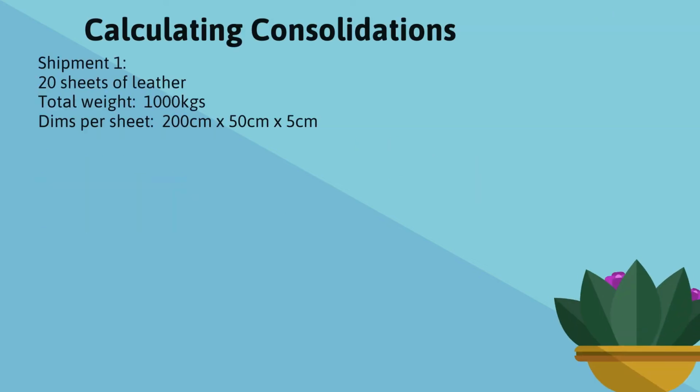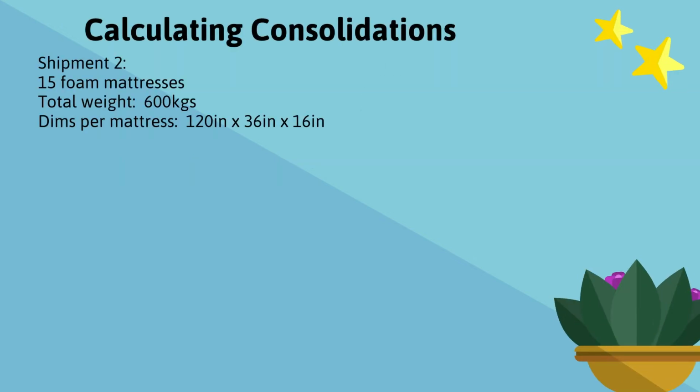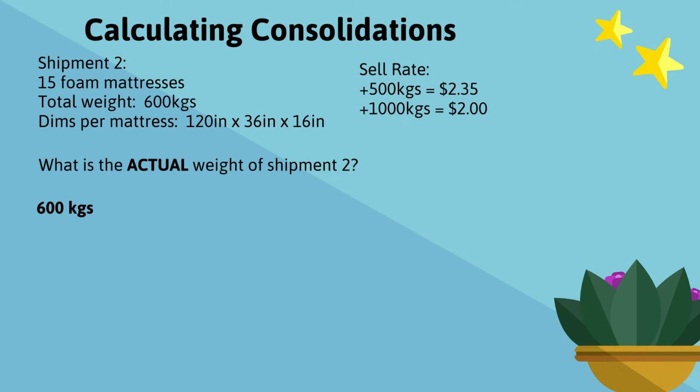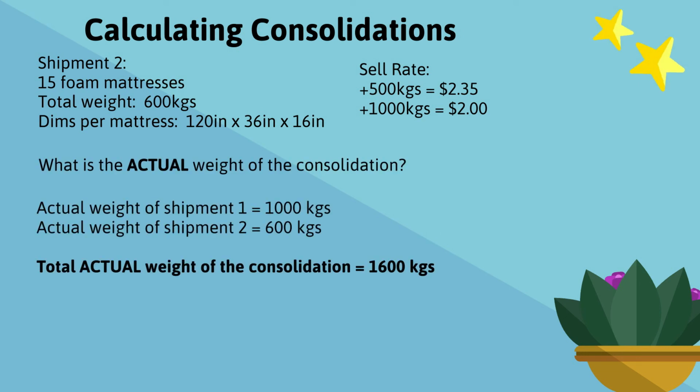So taking a look at shipment 1, we're going to repeat the same steps. Let's calculate the actual weight. Now we're going to find the actual weight for shipment 2. So now let's find the actual weight for the entire shipment. How we're going to do this is we're going to take the actual weight from shipment 1 and add it to the actual weight of shipment 2, and that gives us the actual weight for the entire consolidation.